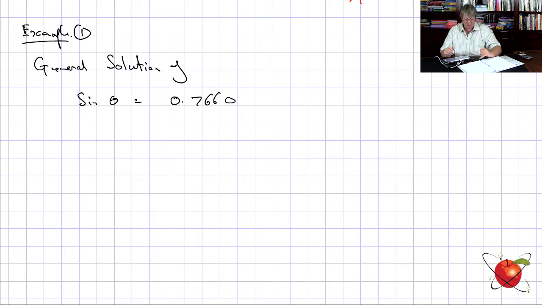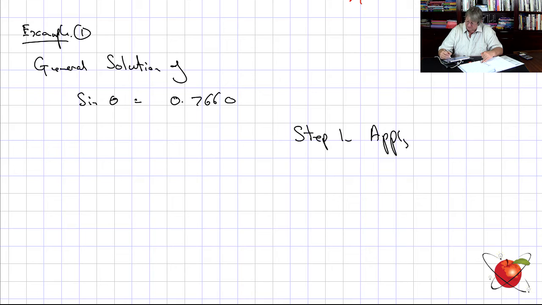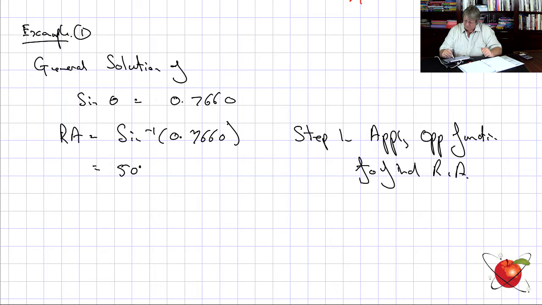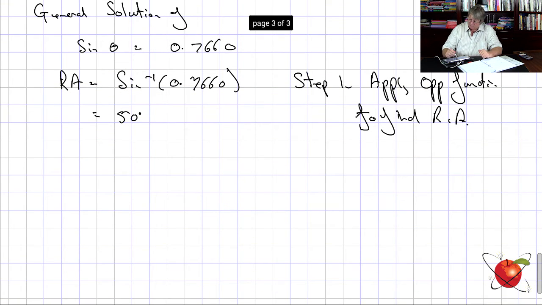Step 1: apply the opposite function to find the reference angle RA. I write down RA equals arc sine of 0.7660. I put that in my calculator and I get 50 degrees.